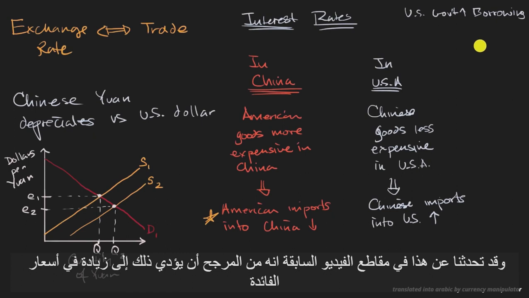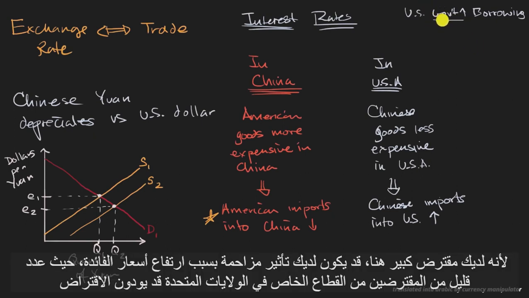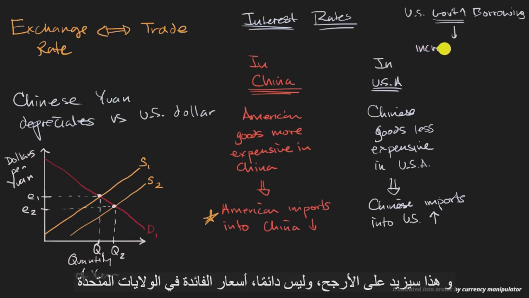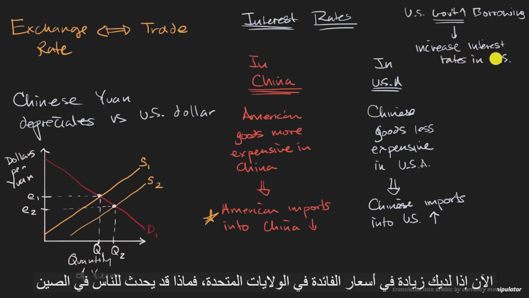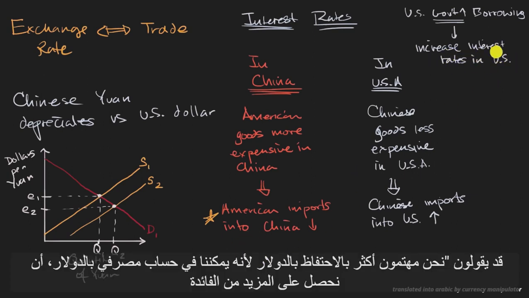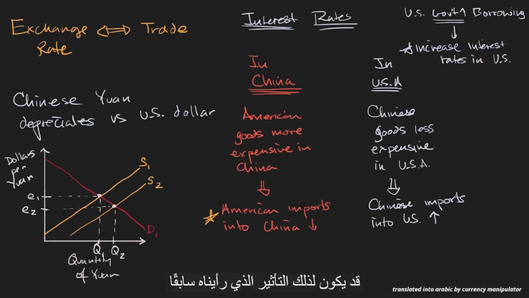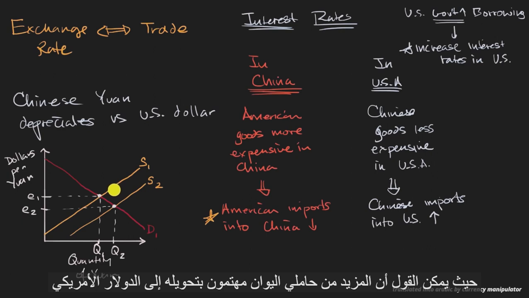That will likely lead to increased interest rates because you have a big borrower here. You could even have a crowding out effect because of the increased interest rates. Fewer private borrowers in the US might borrow, but this would likely, doesn't always, increase interest rates in the US. Now, if you have increased rates in the US, what might happen for folks in China? Well, they might say, hey, we are more interested in holding dollars because in a dollar bank account, all of a sudden we get more interest. And so that could have the effect that we saw earlier, where more yuan holders are interested in converting into US dollars.